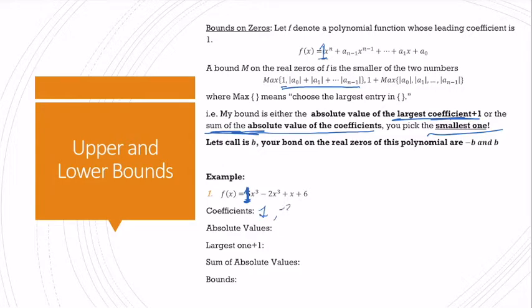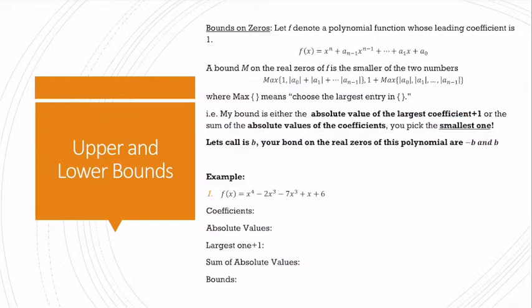So now my coefficients are 1, -2, 1, and 6. So their absolute values are 1, 2, 1, and 6. My largest one is 6, so 6 plus 1 gives us 7. And the sum of my absolute values is 1 and 2, which is 3, plus 1, which is 4, plus 6, which is 10. So my bound is going to be the smallest one, which is 7. So my bounds for zeros are going to be -7 and +7. That means I'm not going to have a 0 above 7 or below -7. Let's take a look at another example.